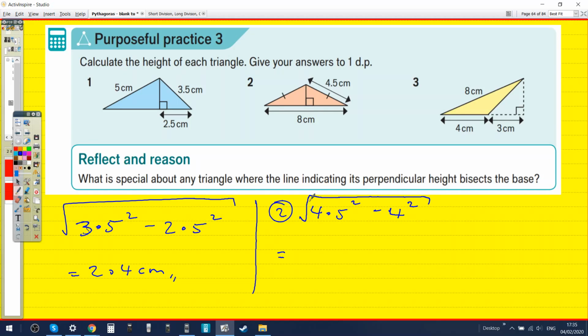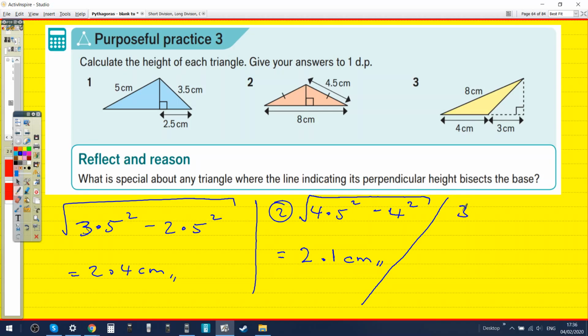So your answer is 2.06. So let's say 2.1, because 6 is more than 5.